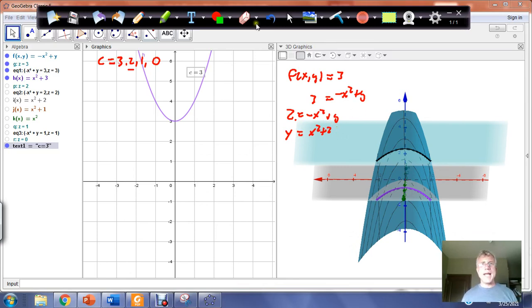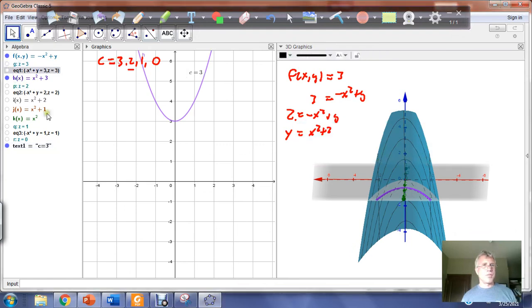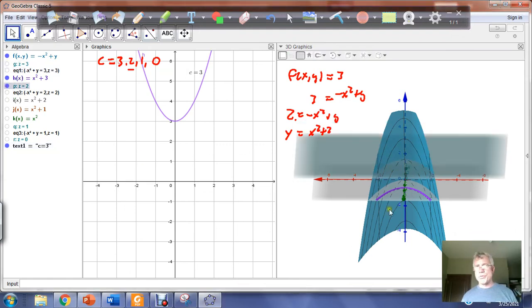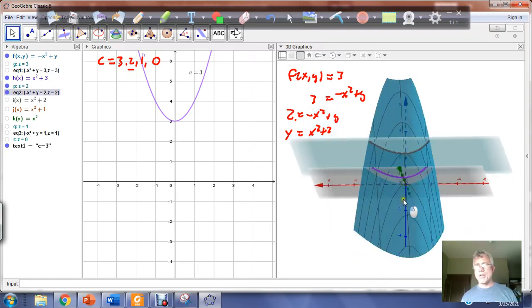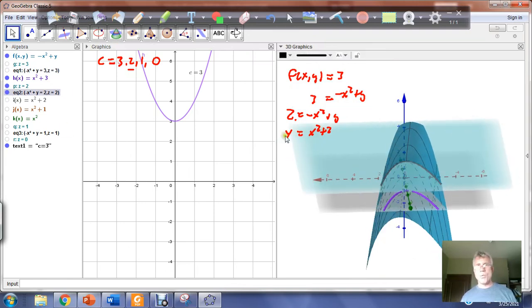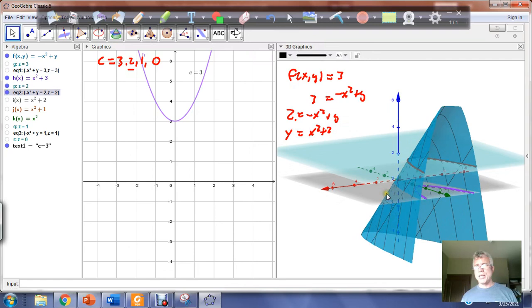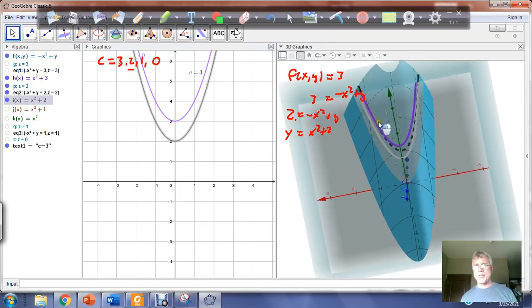But what is really happening, I'm going to turn these off, is we're doing the plane z equal 2, which is right here, and then we're intersecting that plane with the graph, and when we do that we get a parabola, and then we cast the shadow of that parabola down into the xy plane. So y equals x squared plus 2 is the intersection of our surface with the plane z equal to 2. So we get a parabola shadow cast down from the intersection here into the xy plane. So there's those shadows in the xy plane right there.